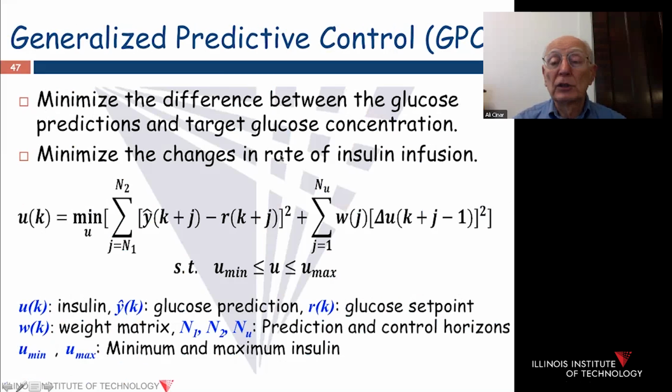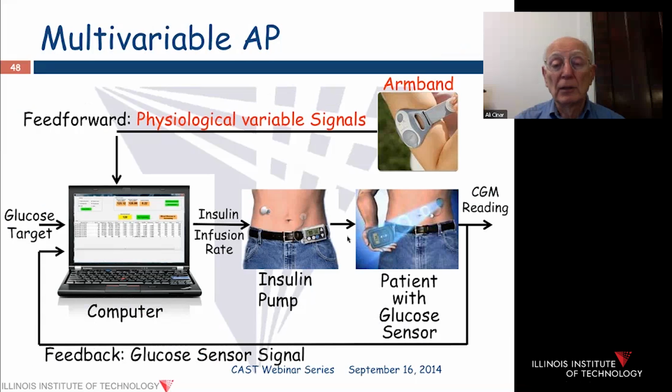And for the generalized predictive control, the objective function is quite similar to what we have already seen with the model predictive controller. And we have a number of constraints on the minimum, maximum insulin. We also have some on the rate of change of insulin as well. So now our multivariable AP has moved into something that has physiological variable signals as a feed-forward action and glucose signal as a feedback action going to the control system.